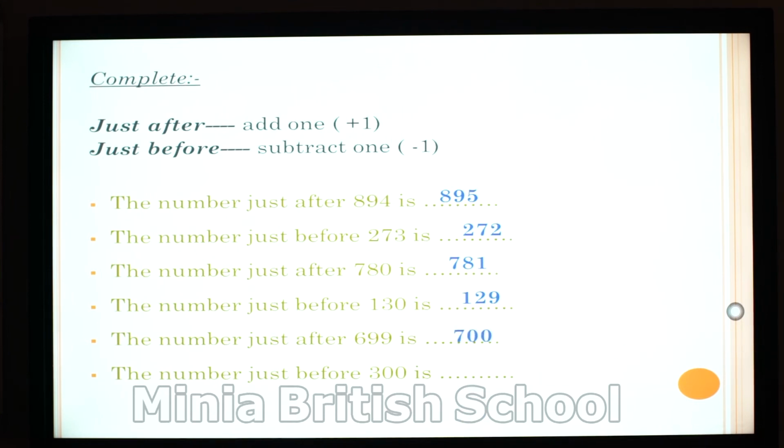The last one. The number just before 300. Just before means you have to take 1 from this number or subtract 1. Here's 300, you have to take 1 from 300, it will be 299.